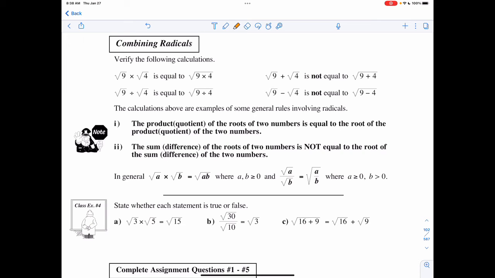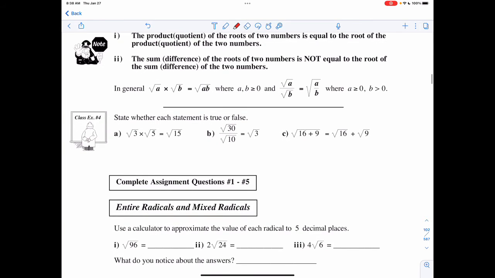When I'm combining radicals, and you can double check this in your calculator, if I multiply two radicals with the same index, I can just multiply the radicands. If I'm dividing two radicals with the same index, I can divide the radicands. I can't add them, and I can't subtract them. So if that's true, then if I take root 3 times root 5, does it equal root 15? Well, yeah, it's multiplied, and 3 times 5 is 15. This is true.